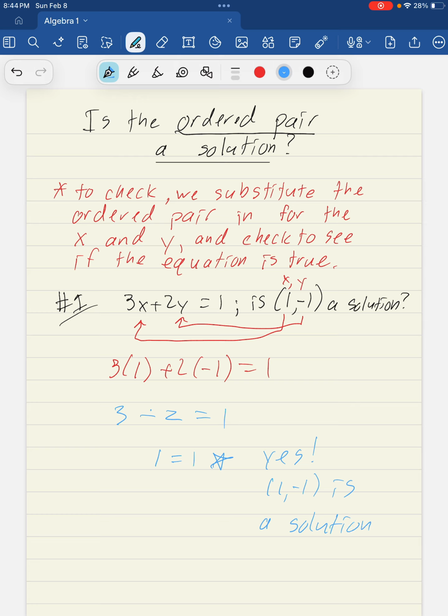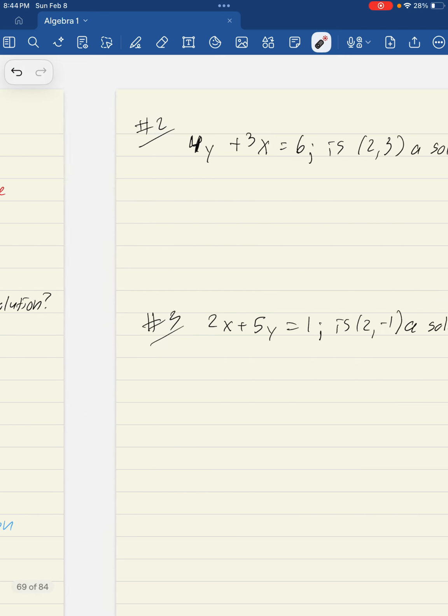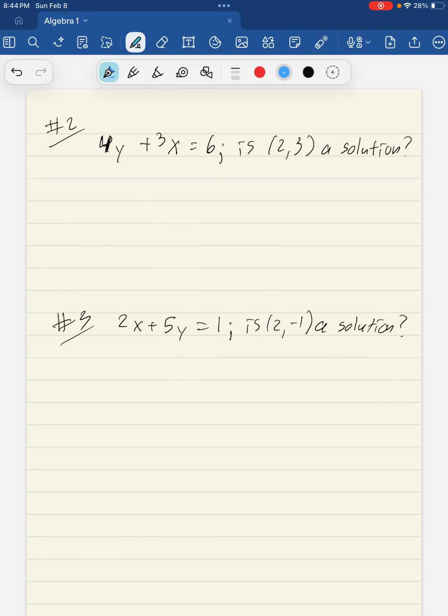And that's all we do for these. I'll show you a couple more. But again, the concept is we substitute the ordered pair in for x and y, and we just see if the equation is true. If the equation is not true, then we do not have a solution with that coordinate. You do have to be aware that sometimes problems might switch around your variables. You have to recognize your x coordinate is the first one and goes into the x. Your y coordinate is the second number, and it goes in for the y. Then we just substitute those numbers in and solve.